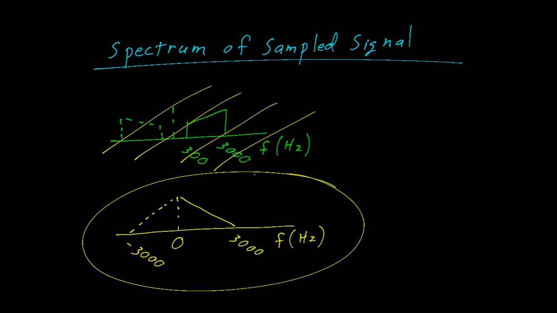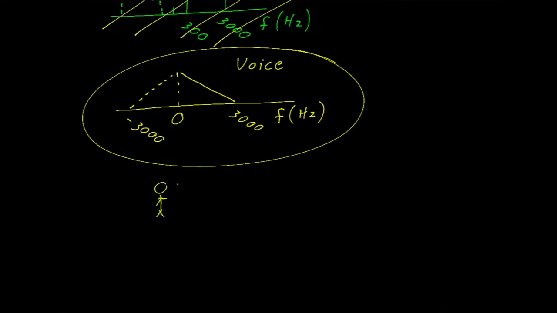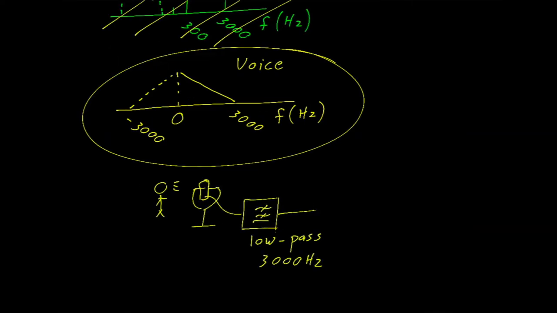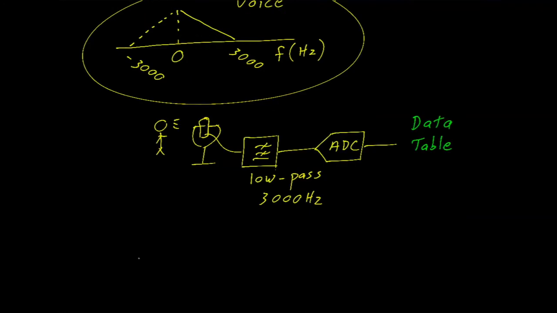At any rate, this is our baseband voice signal, which has been band limited to 3,000 hertz. It's this band limited signal that's sent to the ADC and turned into a table of numbers. This is where things get a little strange. In a moment, we are going to show the spectrum of the sampled signal. What we're actually describing is the spectrum of the data contained within the table.